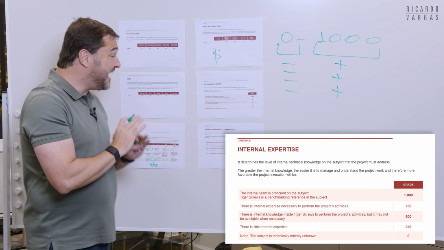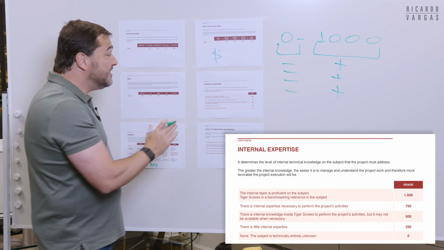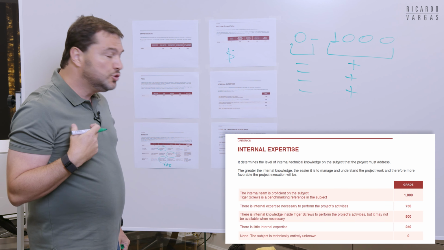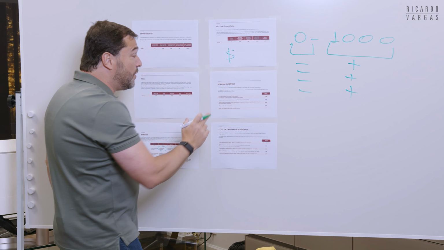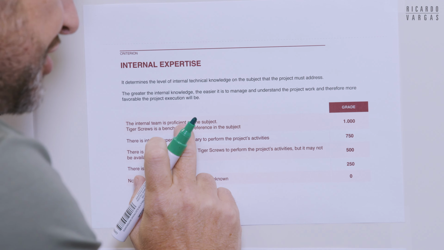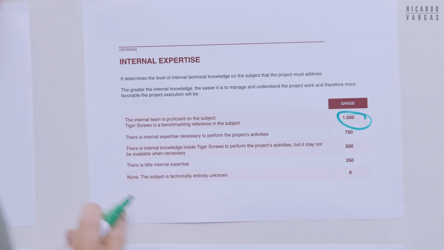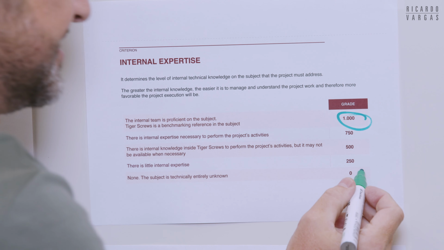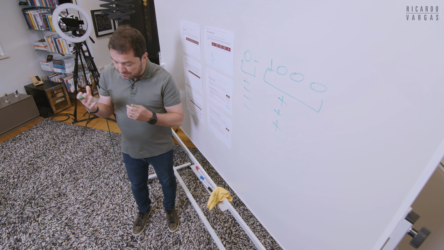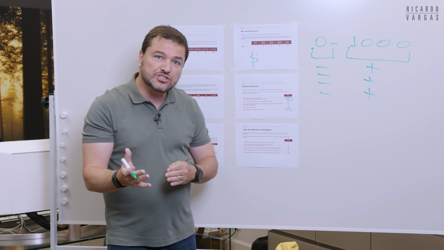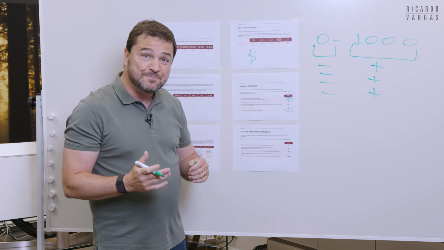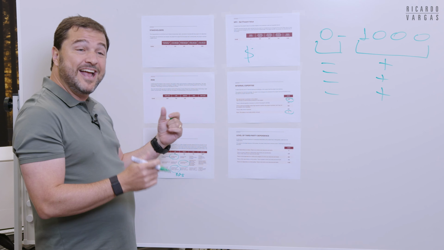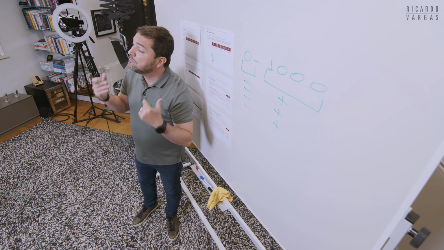Internal expertise, this I really like. It determines how much internal expertise I have to deliver this project. For example, if the team is really proficient on that subject, 1,000. If the team has no clue on how to do that, 0. So let's suppose you have a project A competing with project B, and you want to evaluate that. If you have internal expertise, it means the risks will be lower, and then you can deliver better results.